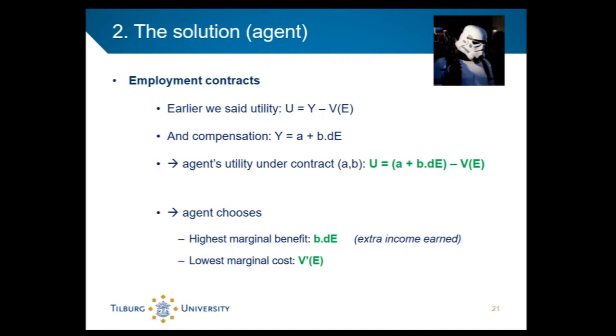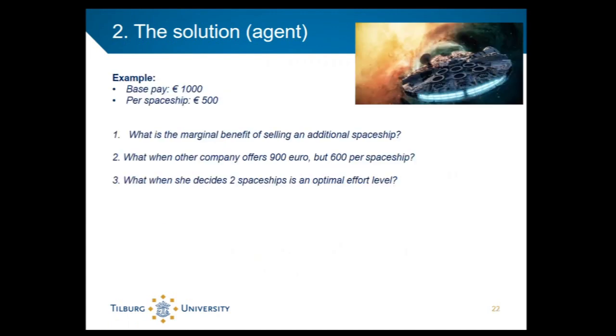Now, in comparing the utilities of two contracts, we know that agents will choose those with the highest marginal benefit. The marginal benefit is expressed as B times E, so the value or the pay he or she gets for differences in effort. Also, she will take account of the lowest marginal cost, so that is the differences in effort he or she has to exert. And let's illustrate this with an example of a woman selling spaceships. Yes, we stick to the space theme for now.